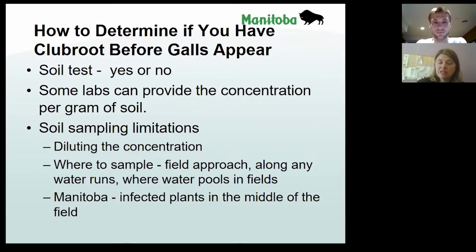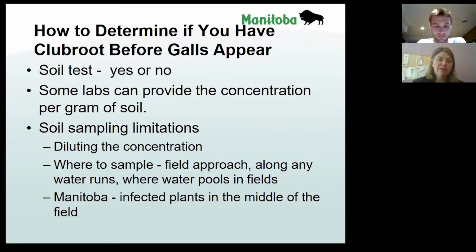There is some limitations to soil sampling though. You can dilute your concentration. And when you're taking a soil sample for Clubroot, it's a bit different than what you're doing for your nutrient analysis. You're not taking your 0 to 6 and your 0 to 24 cores. You're using your garden trowel, either yours or maybe your wife's, and you're going to either your field entrance or an area where you know you have issues, and you're taking just about the top 2 inches of soil, scooping it into a pail. We do recommend that you take it from more than just one spot.